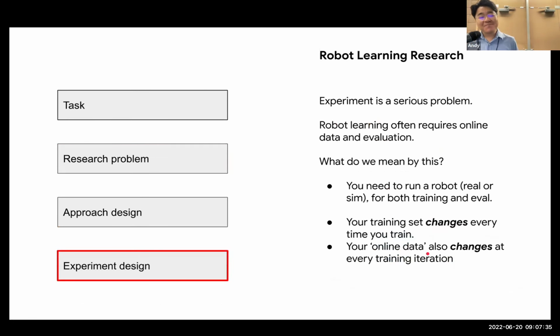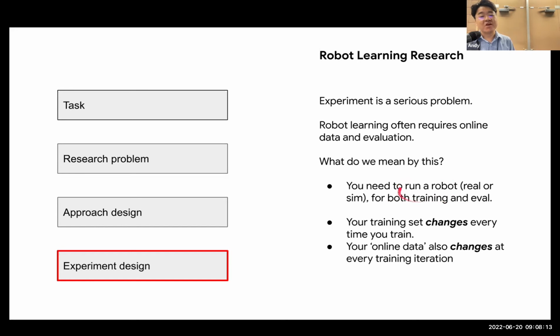But when it comes to experiment design, it's the opposite. When I was talking about computer vision, experiment design was the easiest. Somebody already did this for you, and you just had to follow. But here in robotics, this becomes a serious problem, essentially echoing what Pete also presented. Robot learning often requires online data and evaluation by its nature. What do you mean by this online data and evaluation? It essentially means that you need to run a robot in real or in sim for both training and eval. Okay, what's so bad about running a robot?